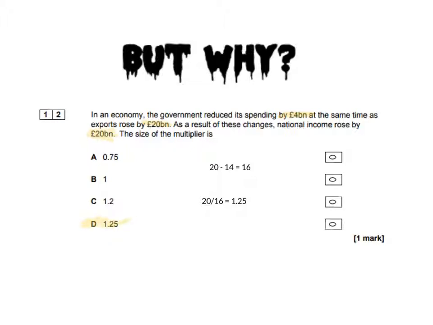And all the multiplier effect is telling you is, with injections into the economy, it could have a bigger impact on the national income than the initial injection. So it could have knock-on effects.